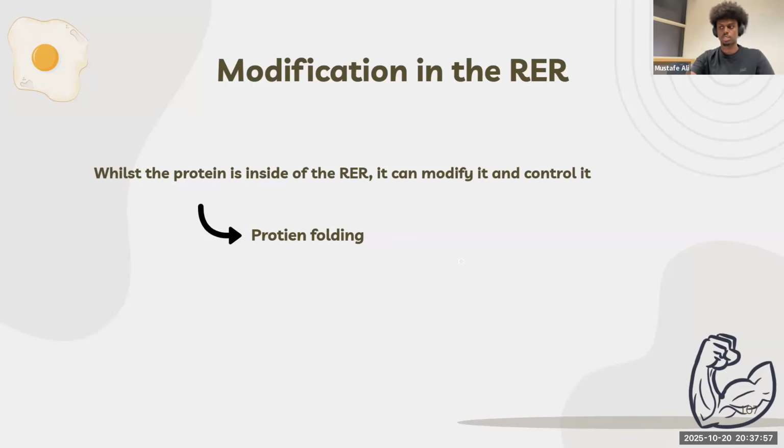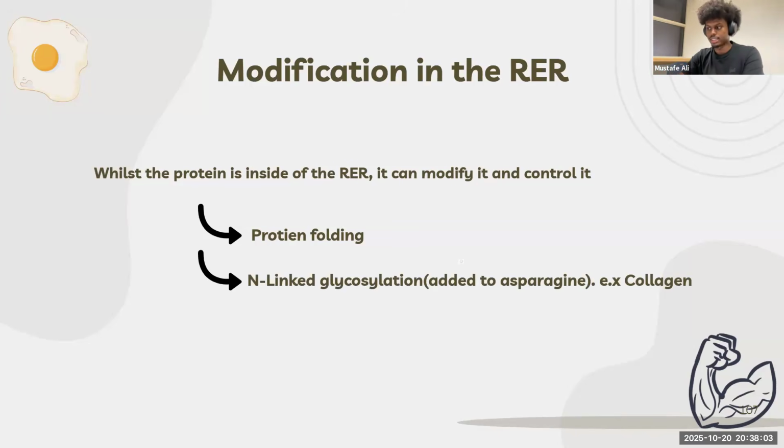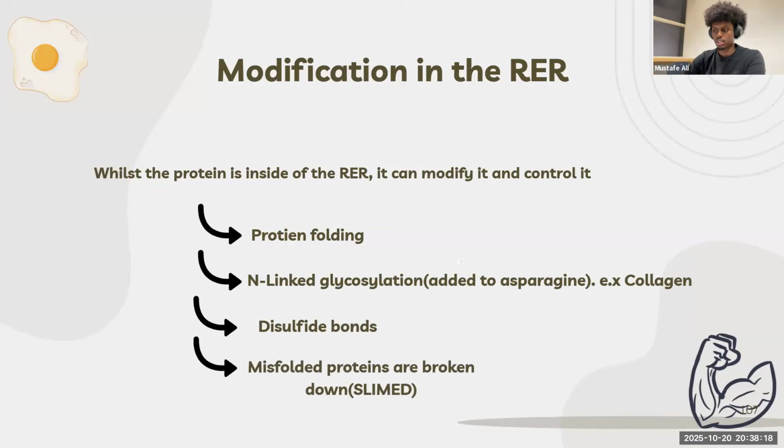So there are chaperones present in the RER, which help fold the protein. What can also happen inside the RER is N-linked glycosylation, which means a sugar group is added onto the protein. There can also be disulfide bonds that form, which are really strong bonds. There can also be the breaking down of misfolded proteins. So misfolded proteins can be broken down inside the RER.